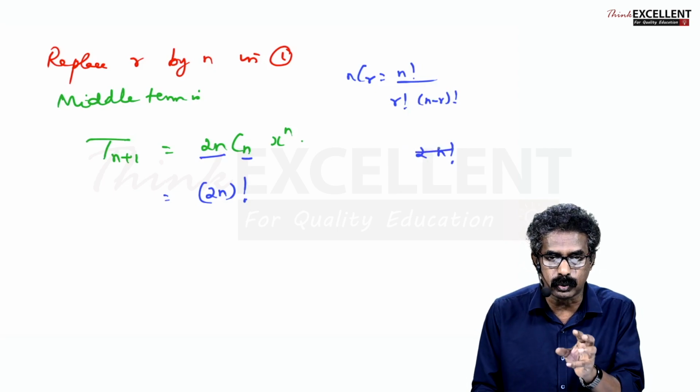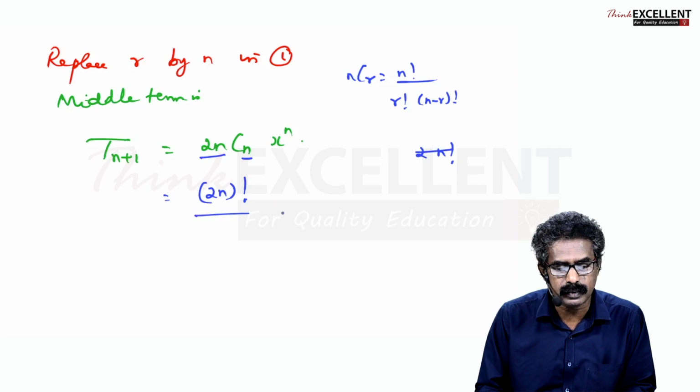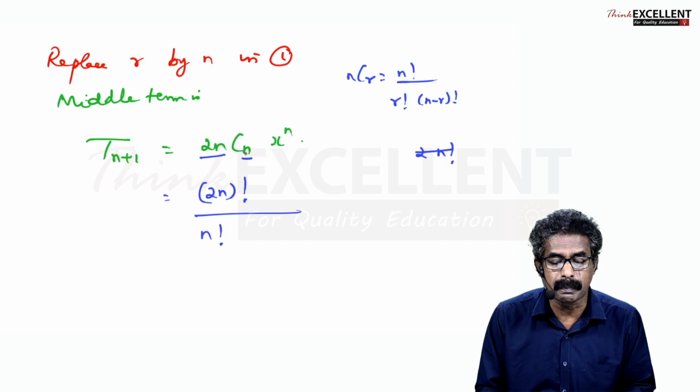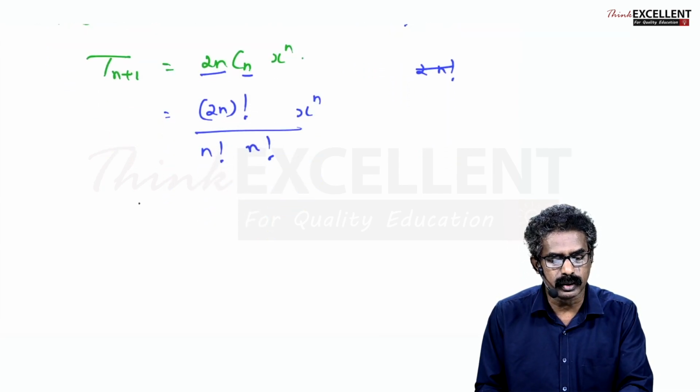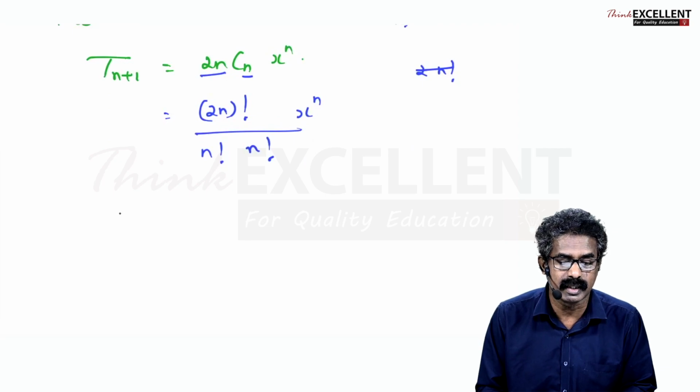No, this is 2N factorial. By R factorial, that is N factorial, into N minus R, subtract it, 2N minus N. 2N minus N is 1N, N factorial, into X raised to N. Now listen, to get the answer, so prove that question, so you have to get that answer.